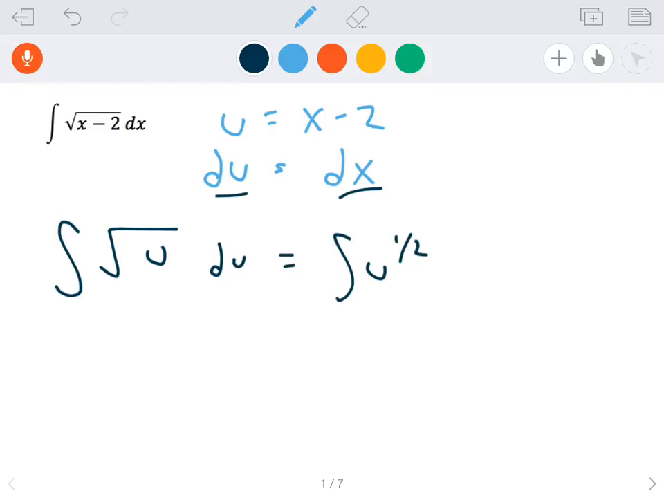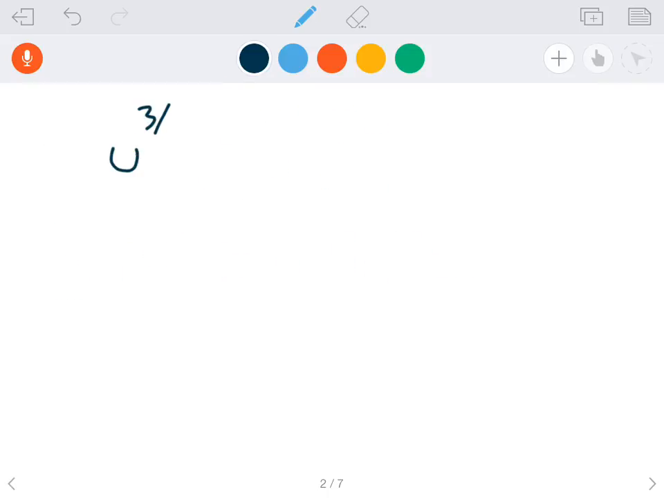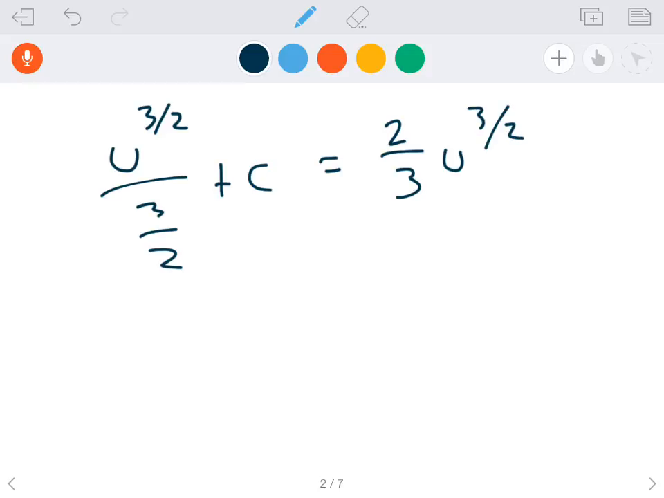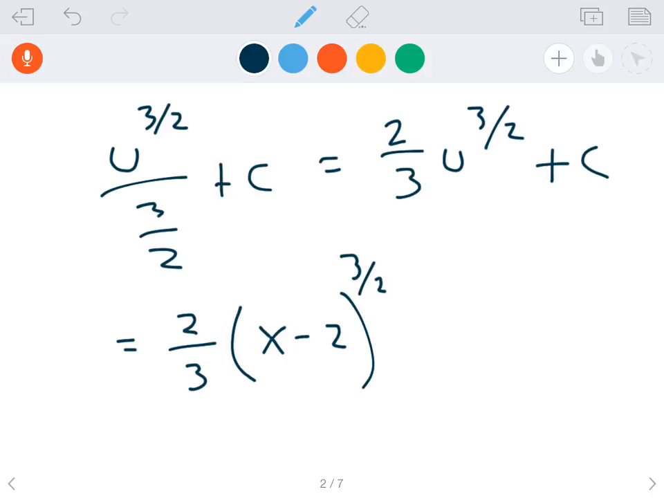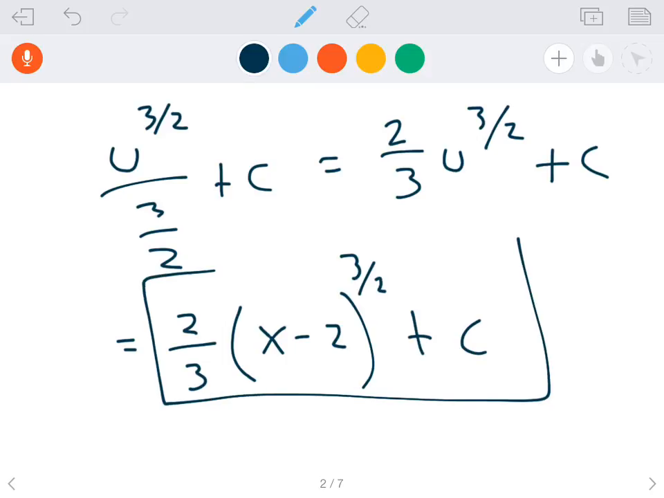This is u to the 1/2. And so I know that is add 1, divide by it. I can clean that up a little bit. And the most important thing to remember is to go back and plug in what your definition for u was. Can't leave your final answer in terms of u. So this was 2/3. We let u equal x minus 2. And that's to the 3/2 plus c. Kind of cool. Let's do another one.